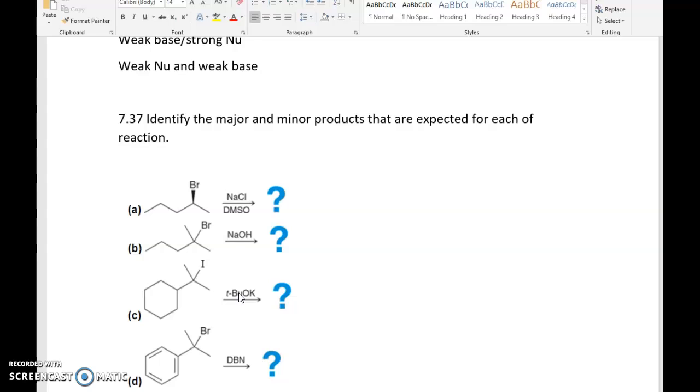Okay, so let's identify the major and minor products. For each one of these, the first thing I'll do is look at the reagent. We've got a chloride, so this is a weak base and a strong nucleophile. Our substrate here is secondary, and so I'm going to expect to have an SN2 reaction. So I will get something that looks like that. I'll have an inversion of form.